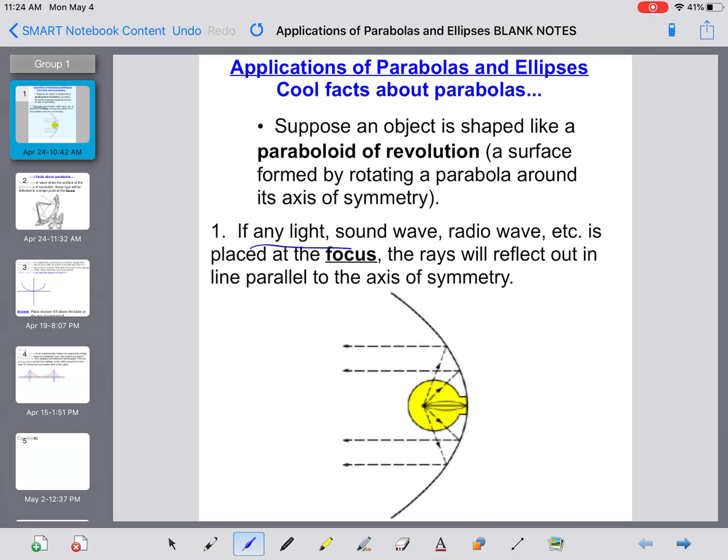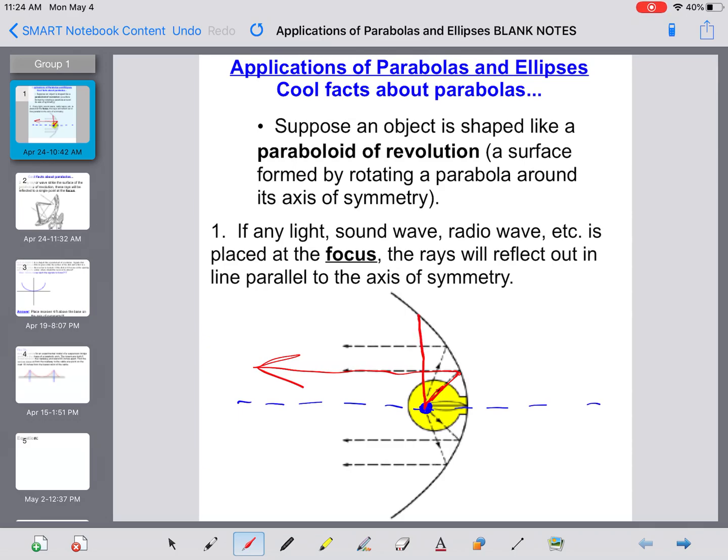So one cool thing about this is if any light, sound wave, radio wave, etc., any kind of wave is placed at the focus, right? So if this is the focus right there, the rays will reflect out in a line parallel to the axis of symmetry, right? So for this parabola, think about the flashlight, the axis of symmetry is right there. So any light wave that shoots out from this source at the focus will hit the parabola, the paraboloid of revolution, and will shoot out parallel to the axis of symmetry, right?